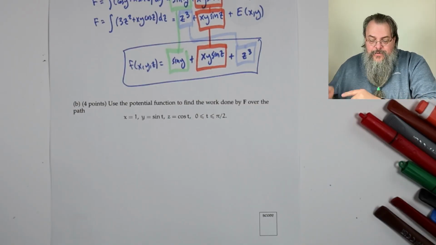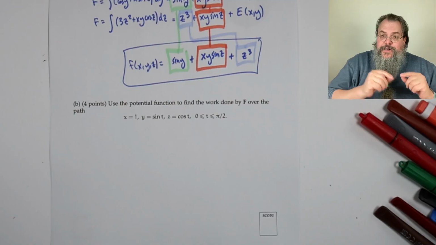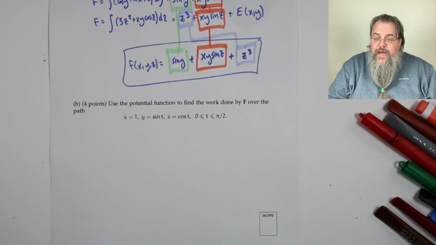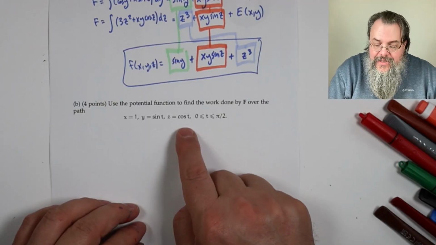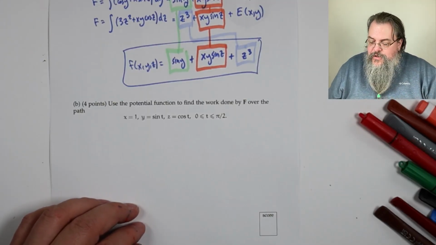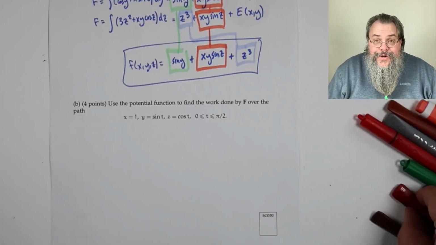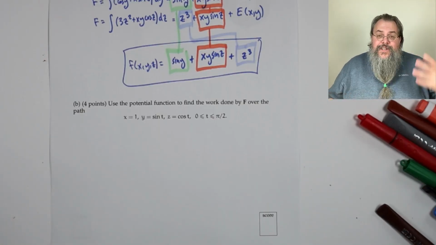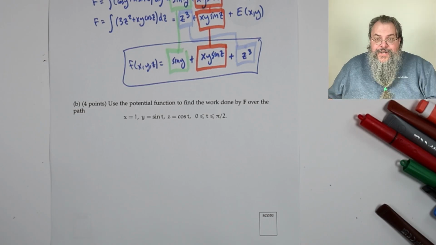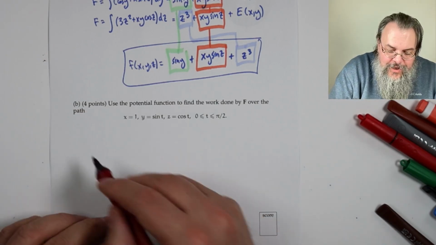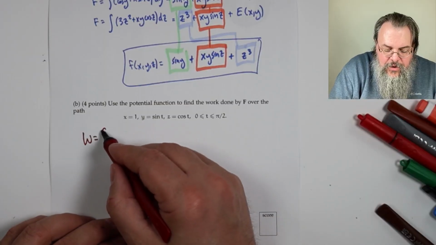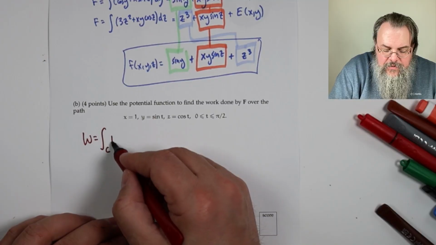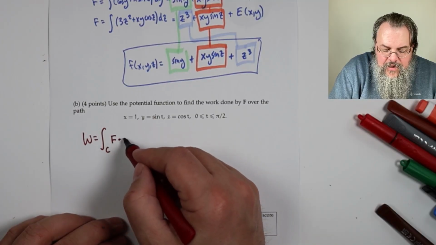Use the potential function to find the work done by f over the path x equals 1, y equals sine t, z equals cosine t. T goes from 0 to pi over 2. Now here's the great thing. That sounds like it's a lot of work. So how do you find work? Well, work is you integrate over your curve of f dot dr.